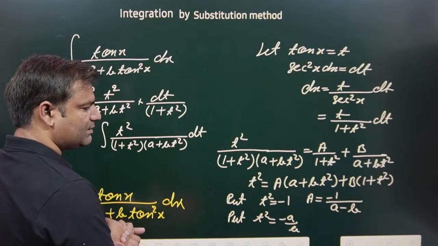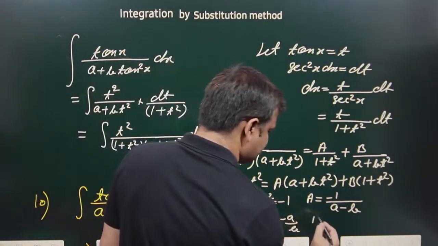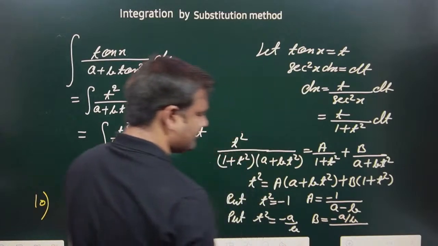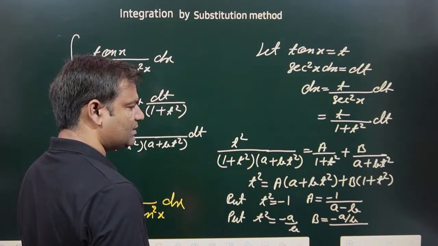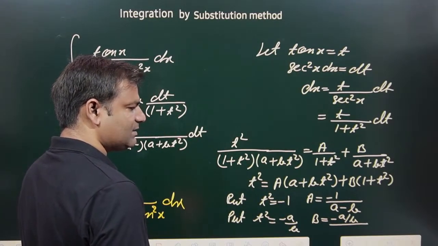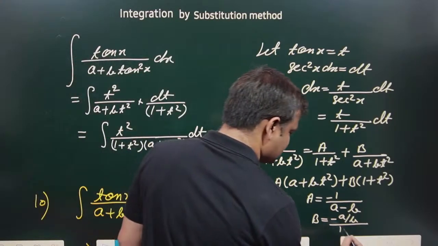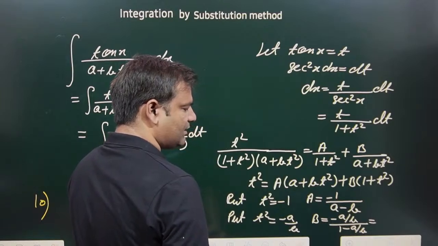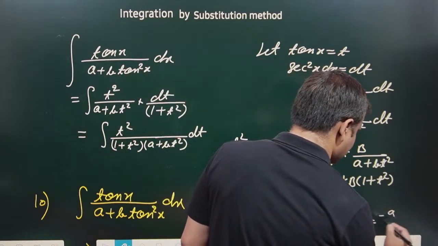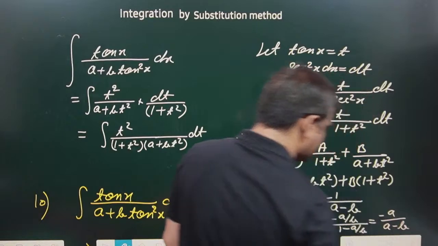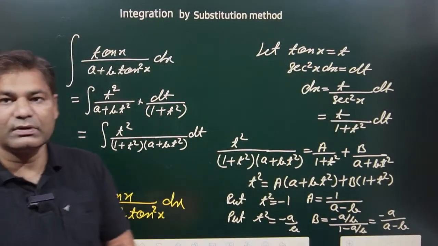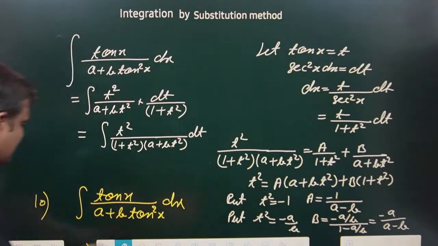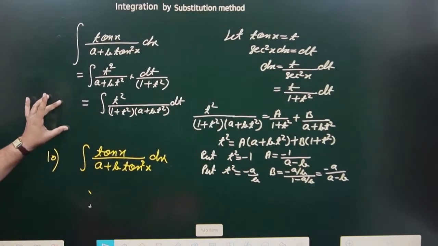Then what about B? B is written as minus a upon b divided by 1 plus t square, where t square is minus a upon b, so 1 minus a upon b. After solving we get B as minus a upon b. I hope it is clear. Look very carefully.